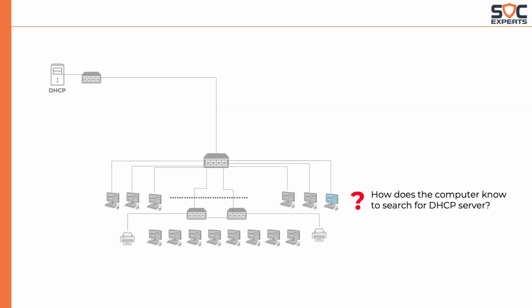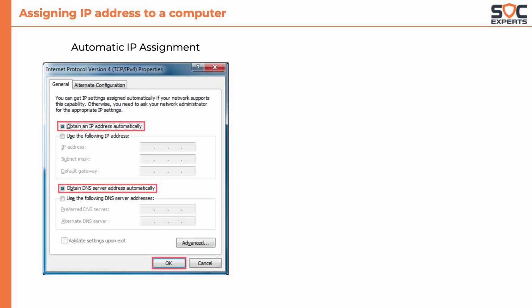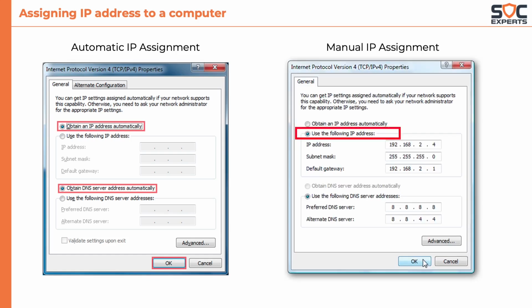You might be wondering, how does the computer know that it has to look for a DHCP server on startup? This is controlled by the method of IP address assignment. Almost all computers have two methods of IP address assignment. Number one, automatic IP assignment. Number two, manual IP assignment. When the automatic IP address assignment method is configured on a computer, it will start looking for a DHCP server to get an IP address. Because the configuration says so, that is, to get the IP address on its own.